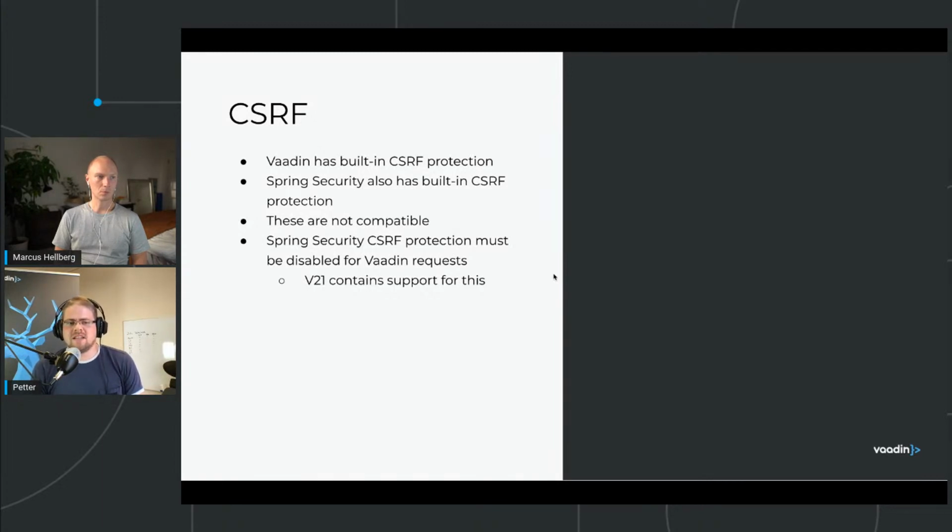So this base class that I just showed you will disable Spring Security CSRF for the Vaadin requests while keeping it enabled for all other requests. So for example, if you end up implementing a form login with Spring Security, you can use CSRF for that part. And then when you get over into the Vaadin application, Spring Security CSRF will step back and Vaadin CSRF will step in.